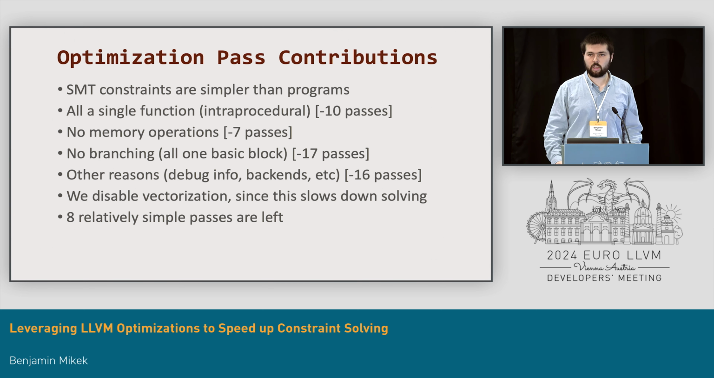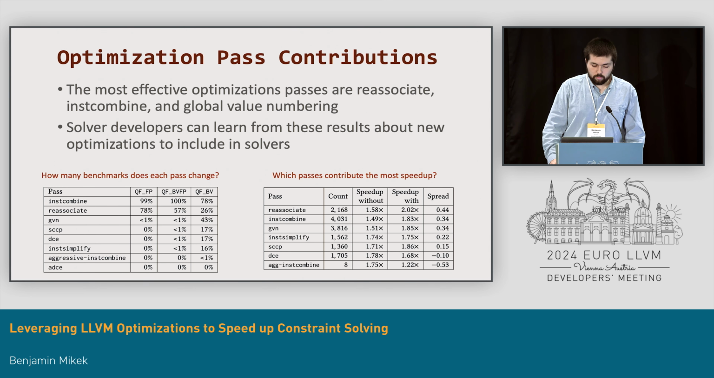And then finally, we disable vectorization, which the LLVM optimizer sometimes would do on translated constraints. Because when we do backend translation, if we convert back to a vector, we'd basically have to undo all of the vectorization, and that would just slow everything down without providing any solving benefit. So there are 8 passes left, and they're basically the relatively simple ones. And it turns out that it's really the simplest LLVM optimization passes that are contributing the most.